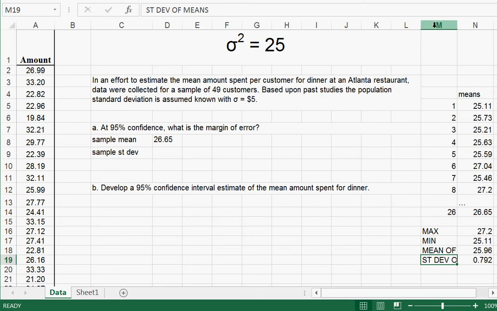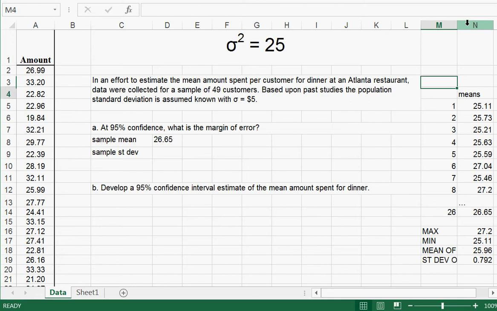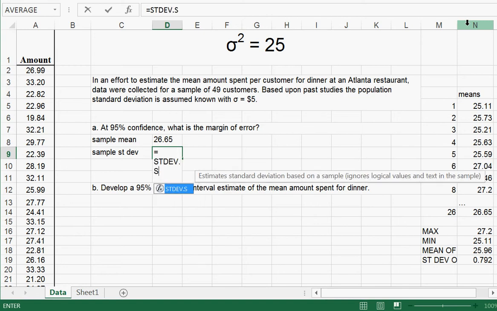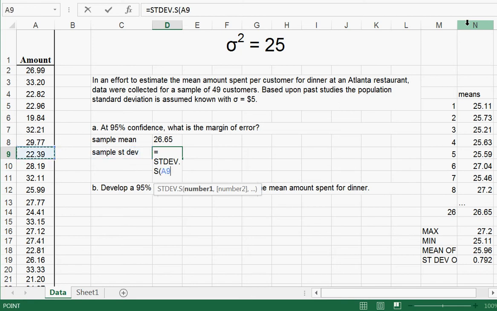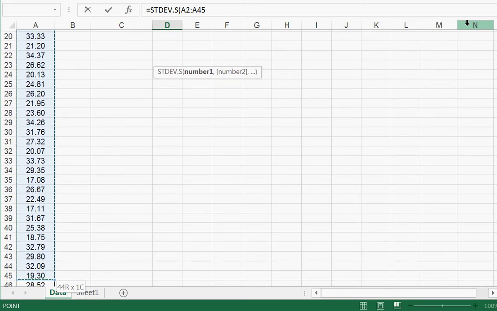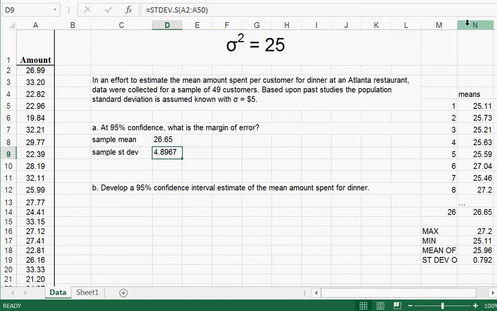Okay, so we're going to go ahead and delete this stuff. We don't need it anymore. Oh, actually don't delete it. I want the standard deviation of the means to stay there. Now, the sample standard deviation, what do you guys get for your sample standard deviation? STDEV.S, what do you guys get for it? Is it close to 5? Mine's pretty close to 5.